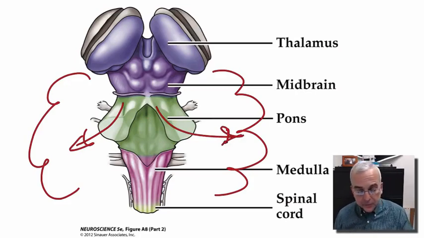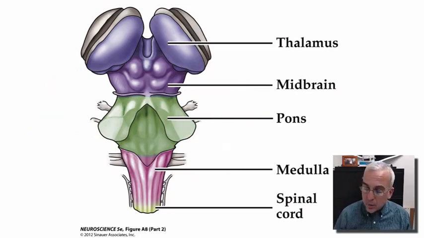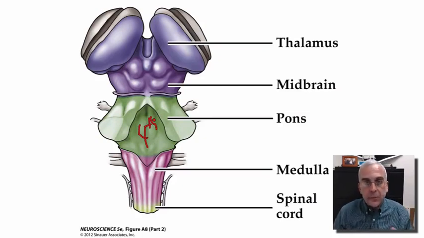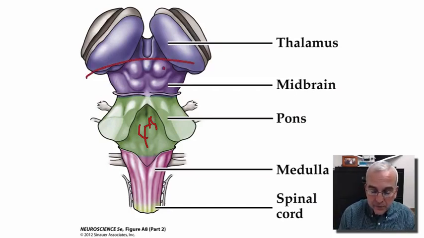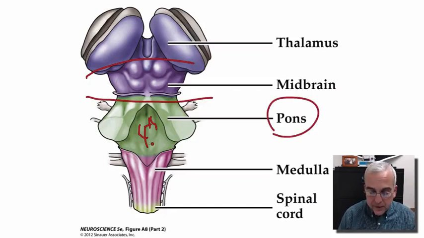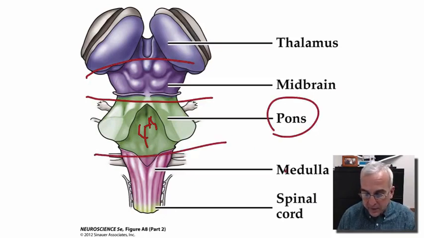peduncles. So we've taken those away, and what we're looking at now is the fourth ventricle, this space down here between the brainstem and the cerebellum. So we're looking into the floor of the fourth ventricle now. I hope you can appreciate the midbrain, which is up in this region here, and then the pons between the midbrain and the medulla oblongata down below.